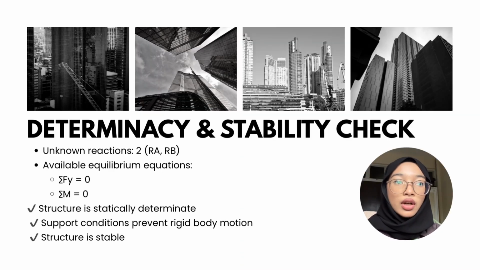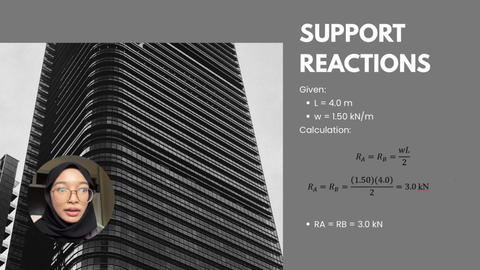The beam has two unknown reaction forces. There are two independent equilibrium equations available. Therefore, the structure is statically determinate and stable, making it suitable for analytical solution. For a simply supported beam under uniformly distributed load, the reactions at both supports are equal. Using the equilibrium equation, the reaction force at each support is calculated as 3 kN.